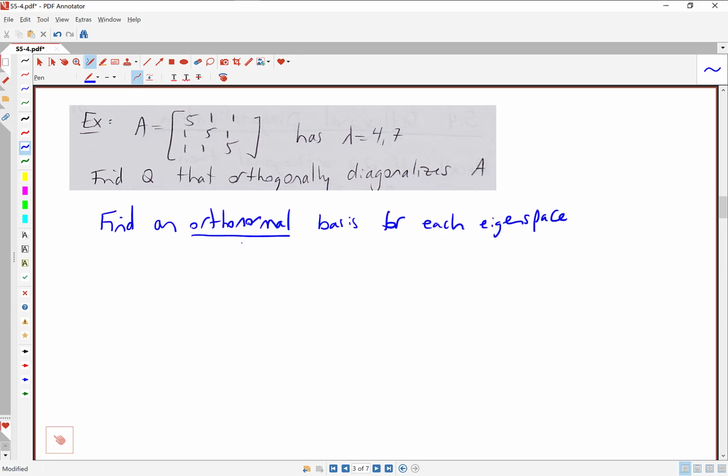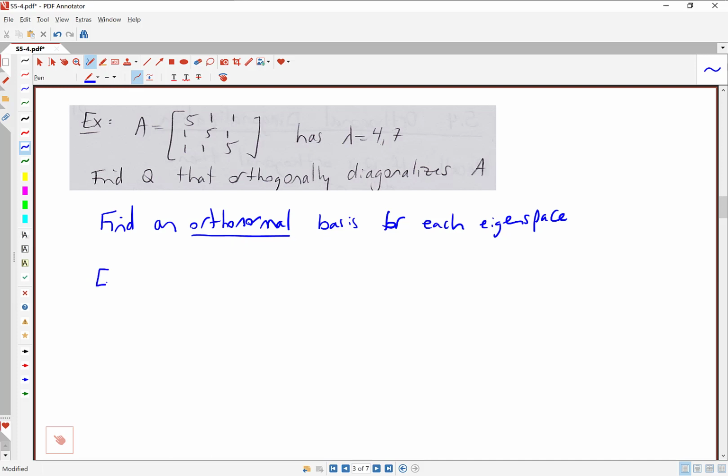So we are going to find an orthonormal basis for each eigenspace. The idea is that once we have this basis for each eigenspace, we're going to put these together into the columns of matrix Q. And remember, Q is an orthogonal matrix, so it's going to have orthonormal columns. That's why we need an orthonormal basis for each eigenspace.